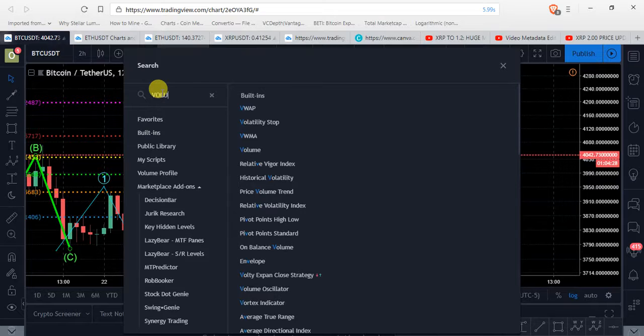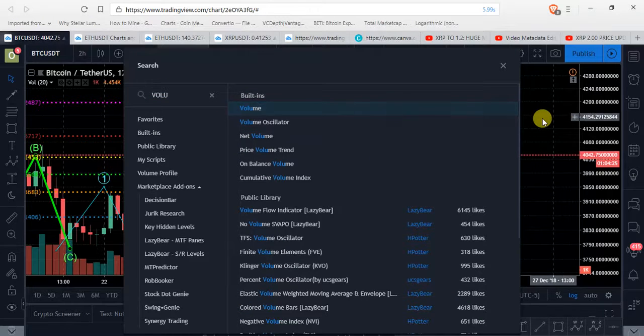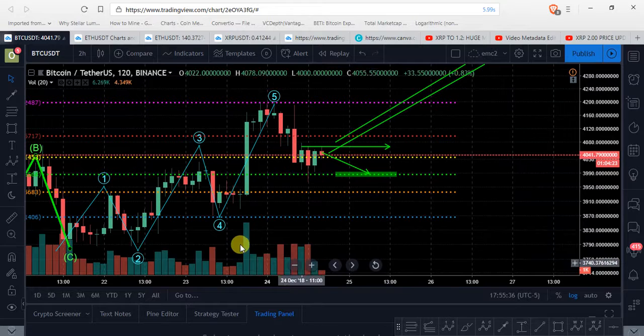Volume. Okay, you take a look at the volume, right? Look at this volume right here. This huge candle in 2 hours, right? Look at this selling pressure, right?